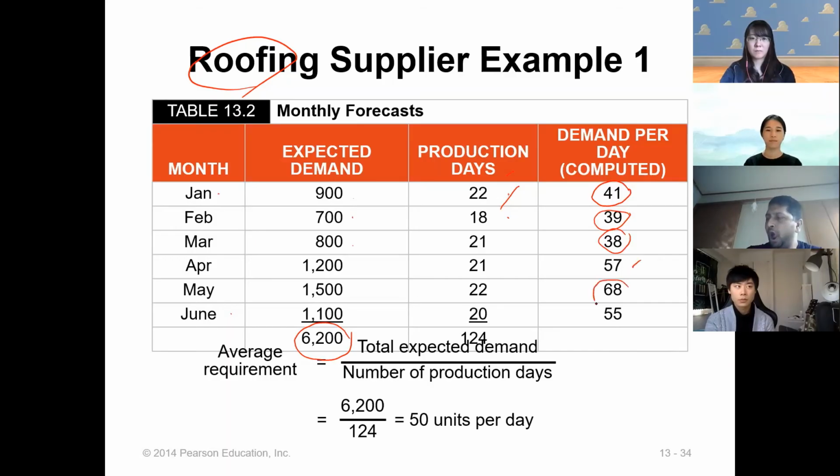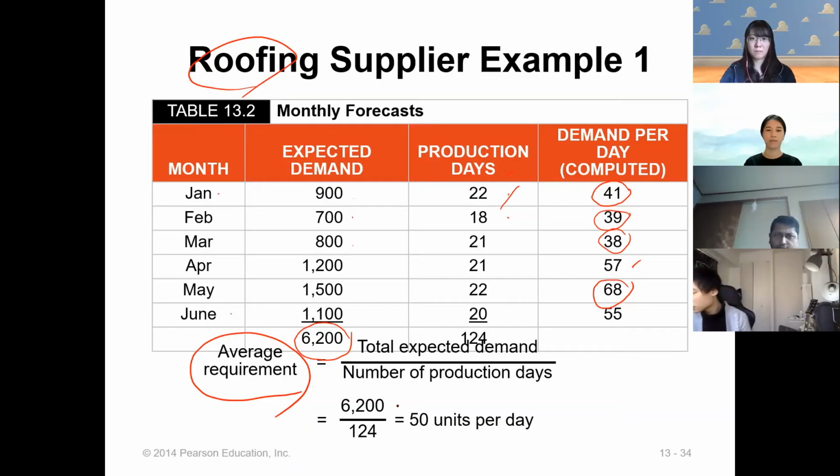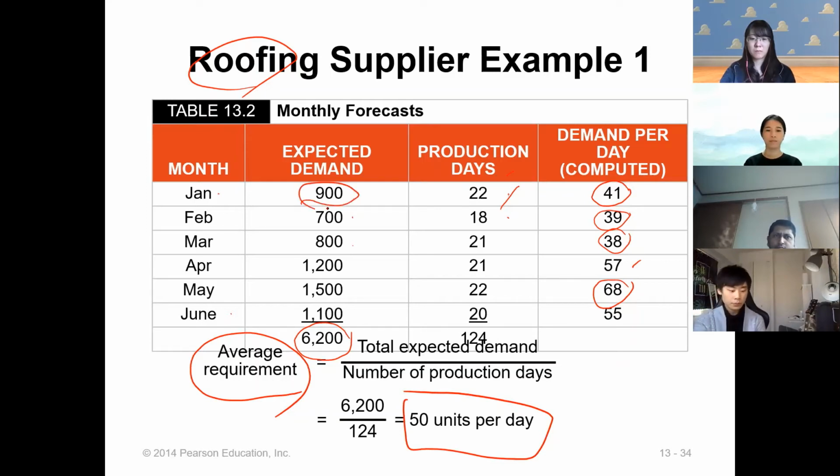You see that in May, it is actually the highest. The highest demand per day is 68. You can also calculate the average demand per day. The average requirement that you need to produce in order to meet the demand is 50 units per day. So I have two things: one is the average demand according to the specific month value, or the overall 50 units per day.